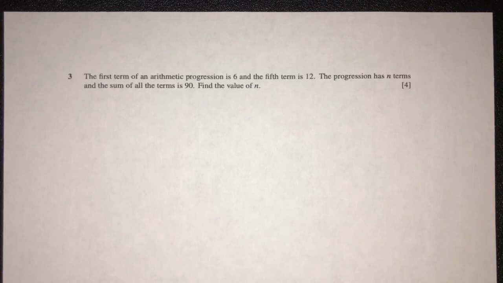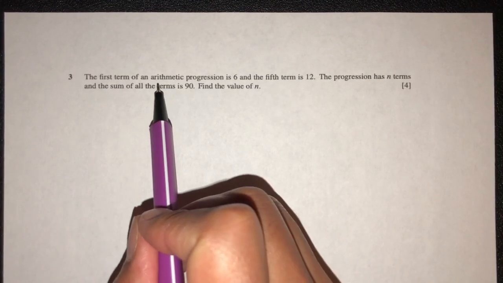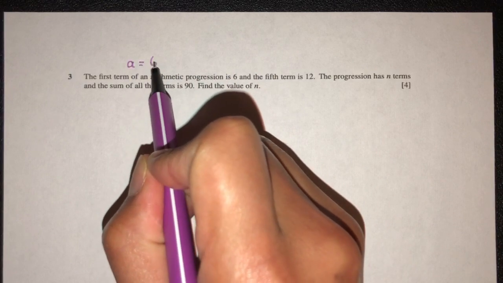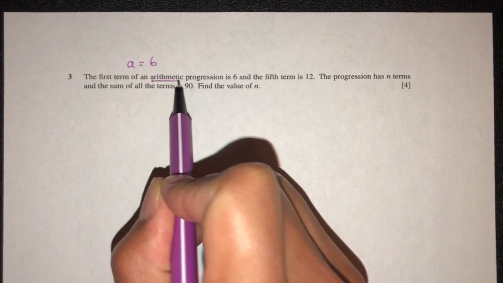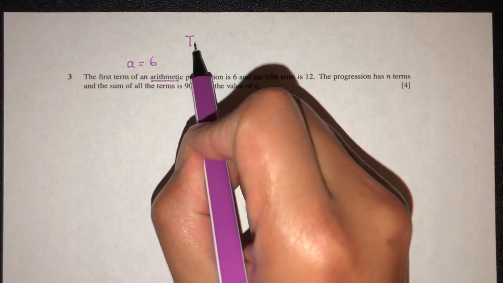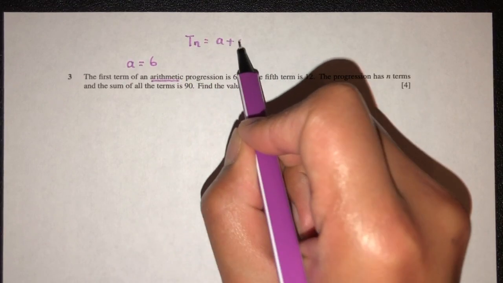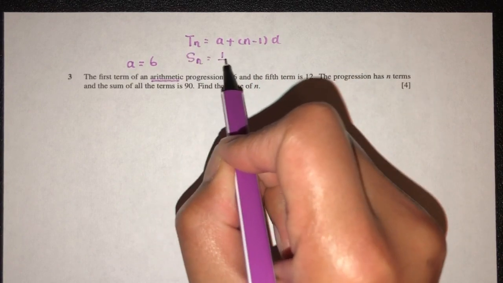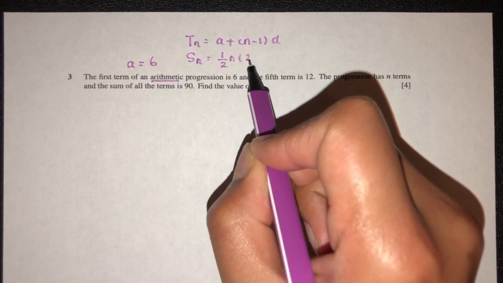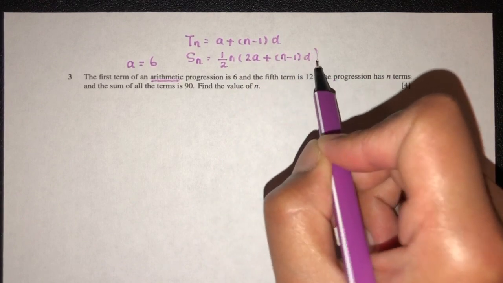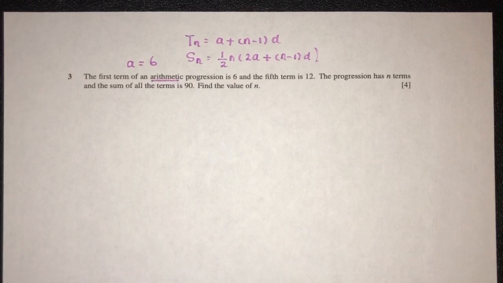Now for this question, the first term of an arithmetic progression is 6. Now we know the first term is 6, and we also know the type of progression is an AP. Now we can write down all the formulas we know. The nth term will be a plus n minus 1 times d, and the sum of the first n terms will be half times n times 2a plus n minus 1 times d. Great, but they are also given to you. You don't need to memorize the formula either.